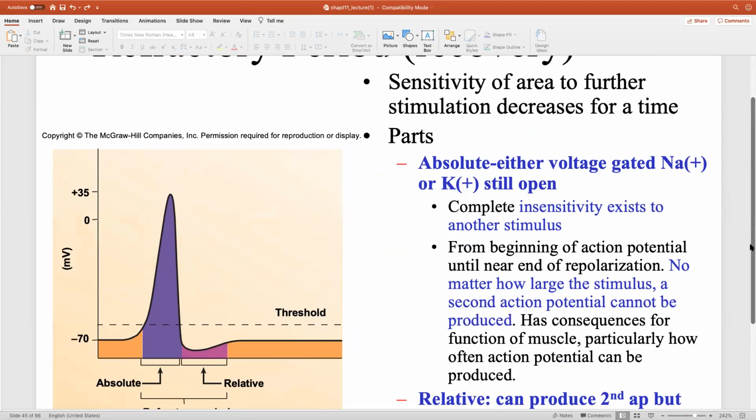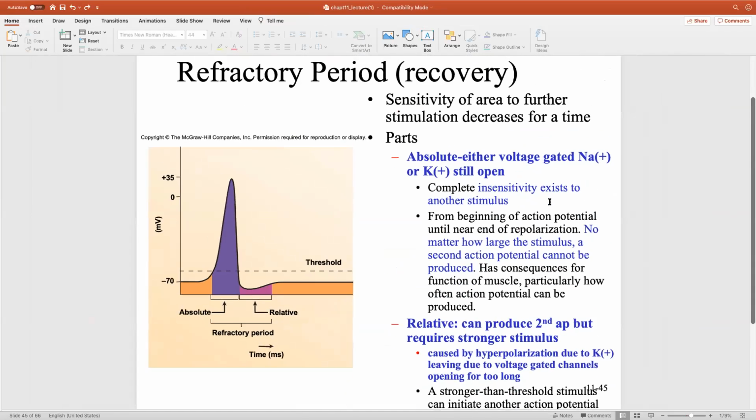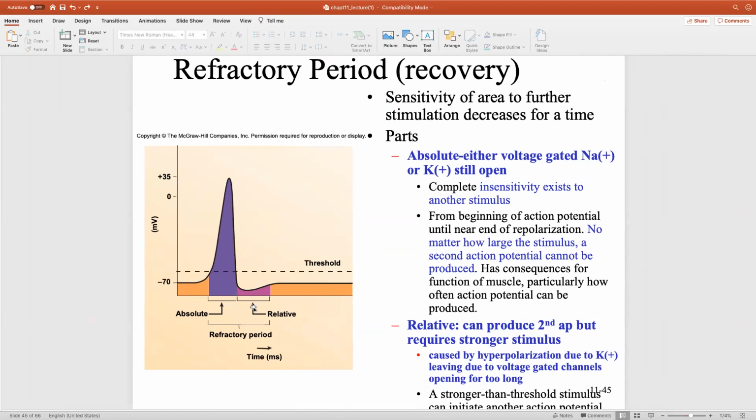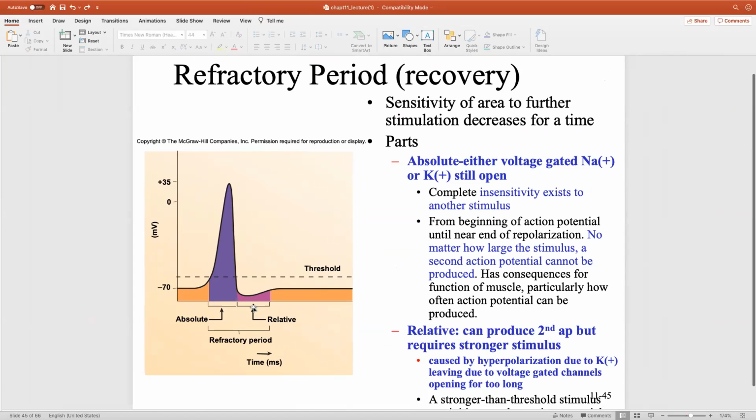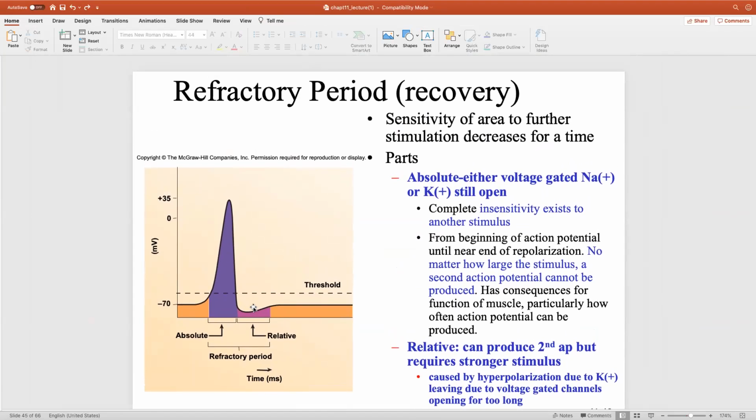Now, let's talk about this absolute and what happens as a result of this after potential. Now, all cells that are electrical have slight refractory periods. So it's going to become very important for cardiac muscles later on. But this is the first time we'll discuss it in terms of neurons, right?